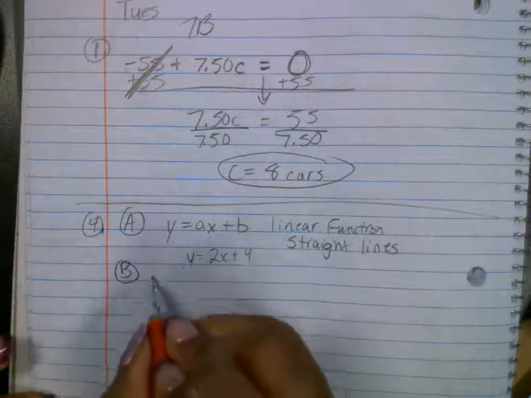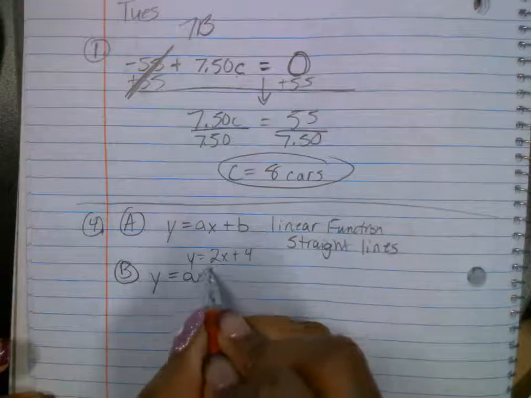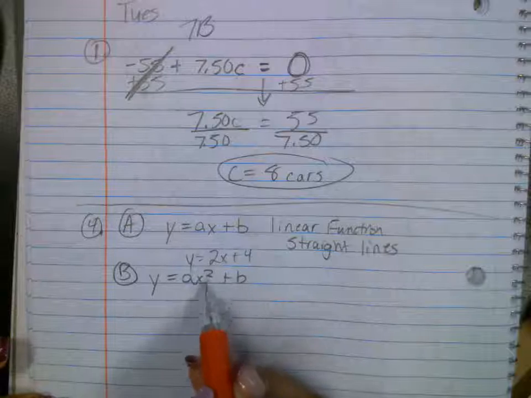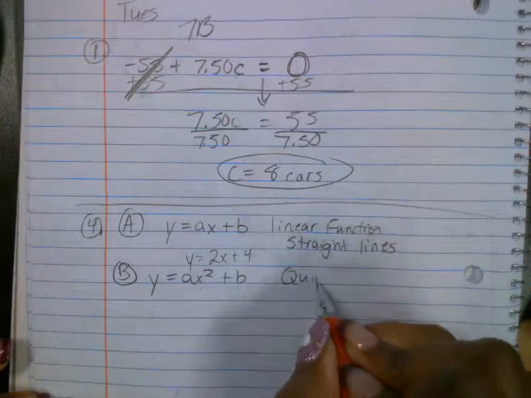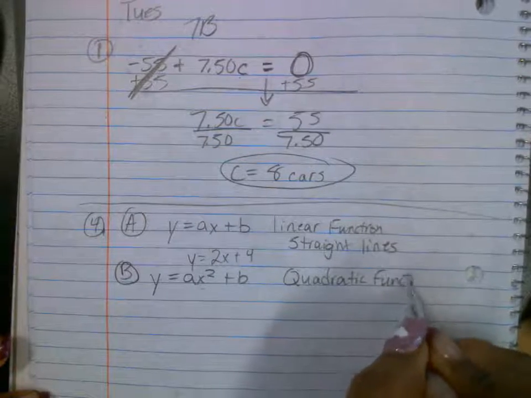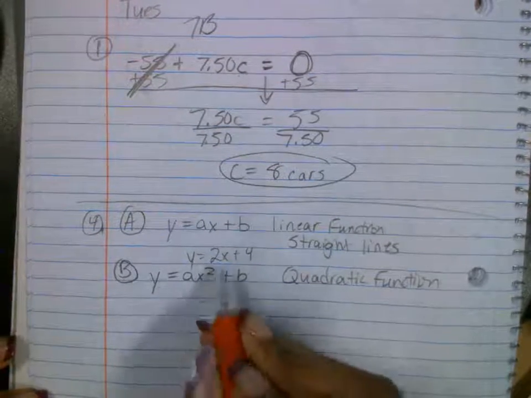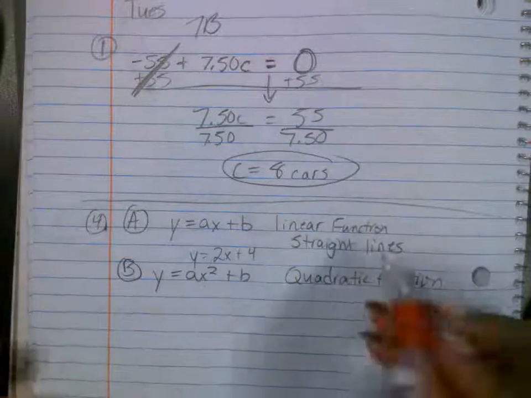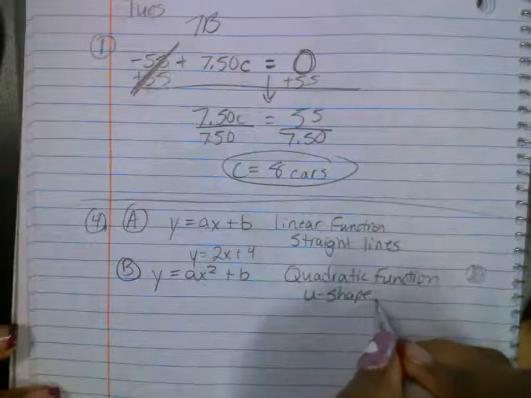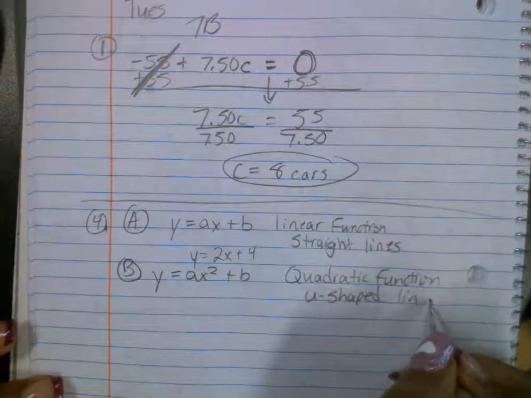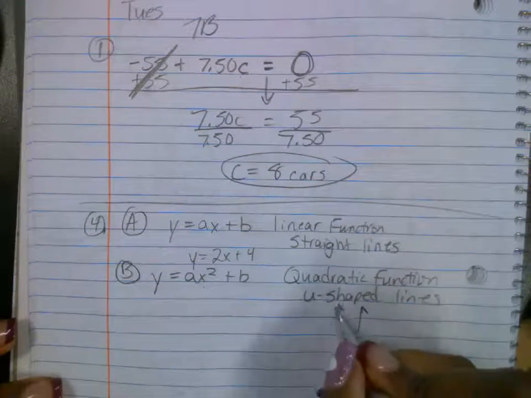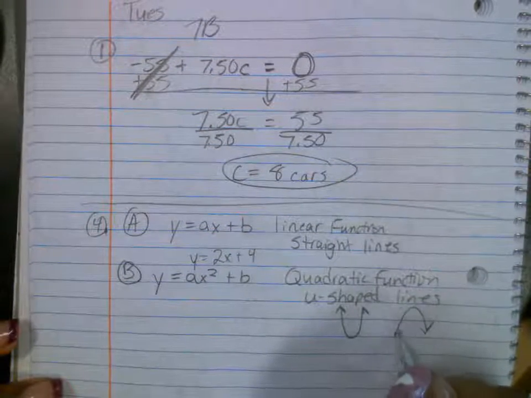B, we have y is equal to ax squared plus b, okay? X is raised to the second power. This is what you call a quadratic function, because x is raised to the second power. It graphs U-shaped lines, an upward U or a downward U, not sideways. It's either up or down.